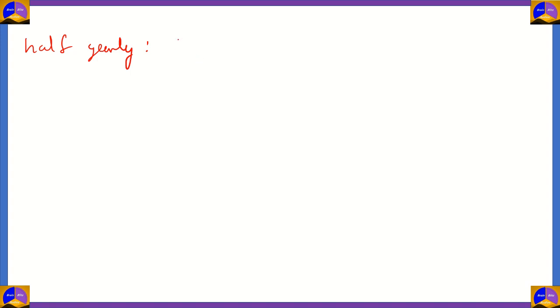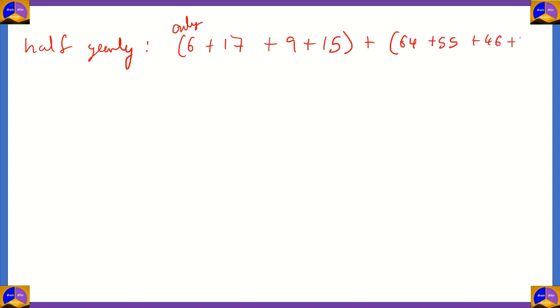the number of students who passed only the half-yearly exam will be 6 plus 17 plus 9 plus 15. We're adding the students from all the 4 sections because we're taking a total. So we're adding all 4 of them. So we have these number of students passing only the half-yearly exam, and then we have 64 plus 55 plus 46 plus 76. These are the students who passed both the exams.